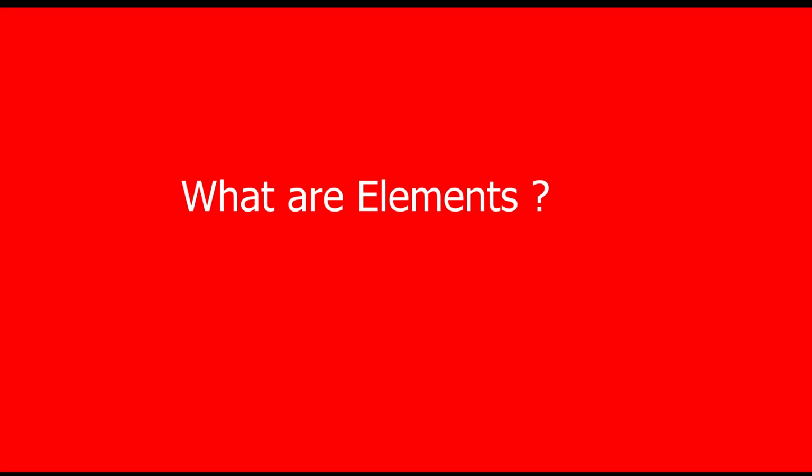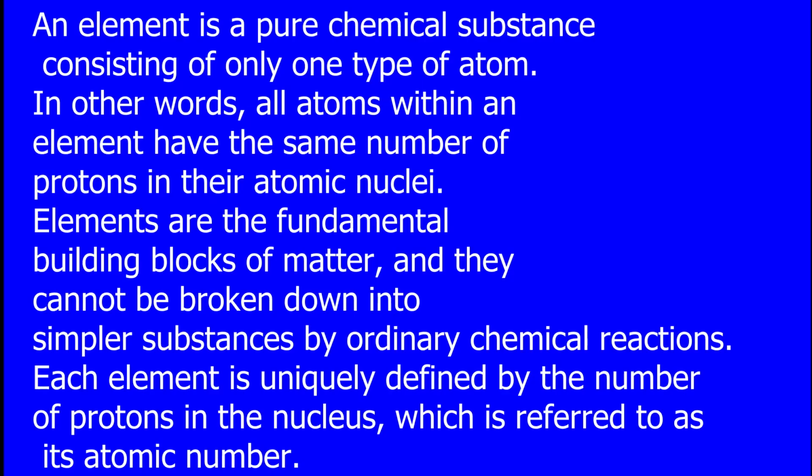Key characteristics of elements. Atomic structure. Each element is characterized by the structure of its atoms. This structure includes the number of protons, neutrons, and electrons within the atom. Atomic number. The atomic number of an element is the number of protons in the nucleus of its atoms. It is a unique identifier for each element and is typically denoted by the symbol Z. For example, hydrogen has an atomic number of 1 because it has 1 proton in its nucleus.